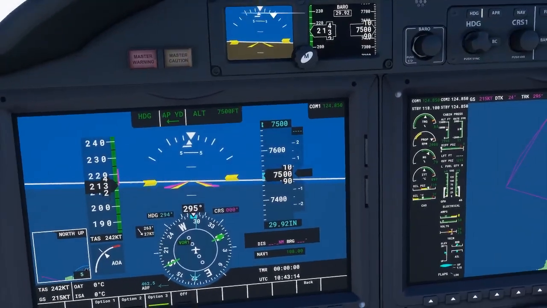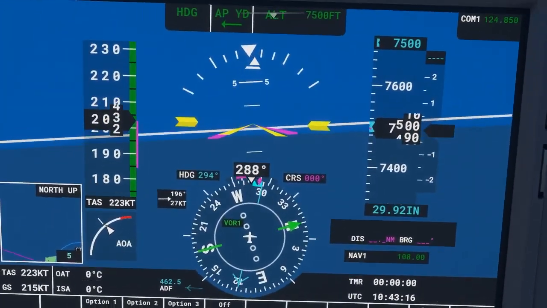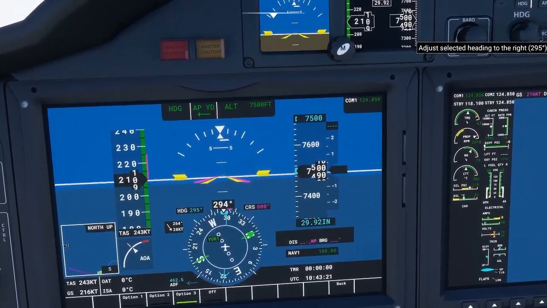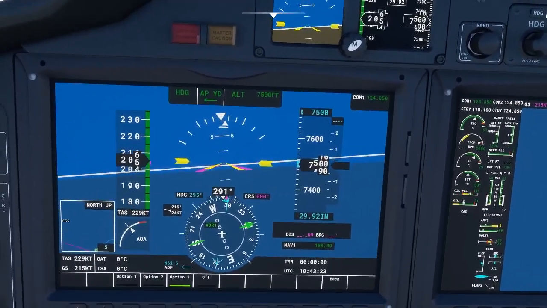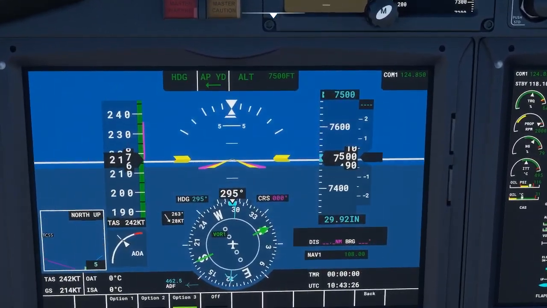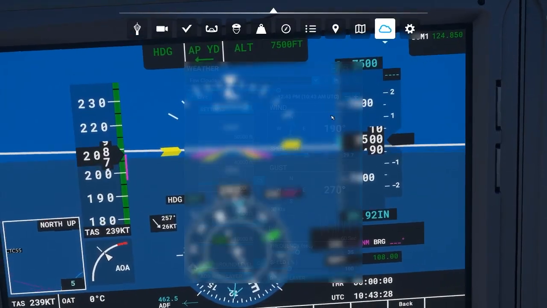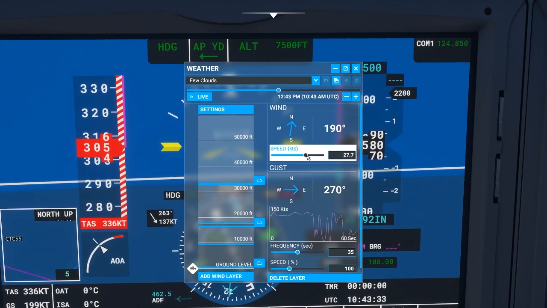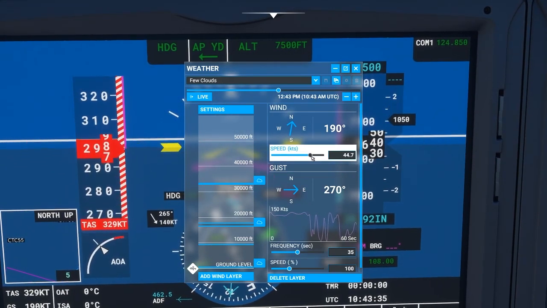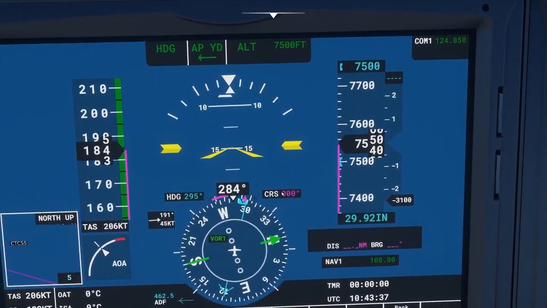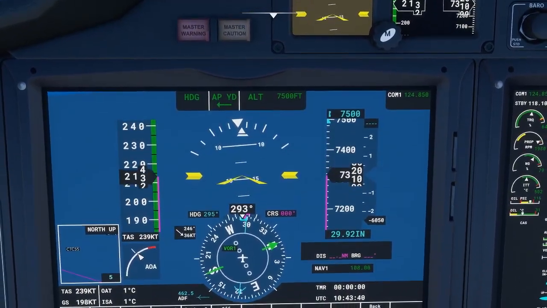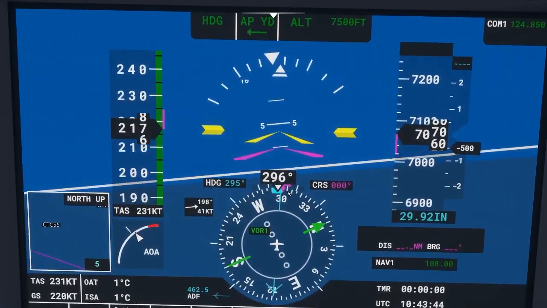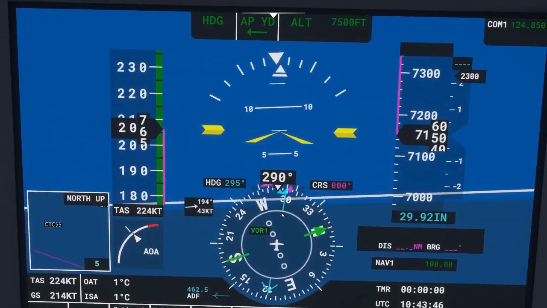And I'm wondering, is that pink diamond anything? Does that mean our course or anything? I'm not sure, to be honest. I don't know enough about this plane. That might be our actual track over the ground. Let's try that. Oops, too much. I would give it a bit of a fright. Yeah, so that looks like this is our actual track over the ground, so that's handy.